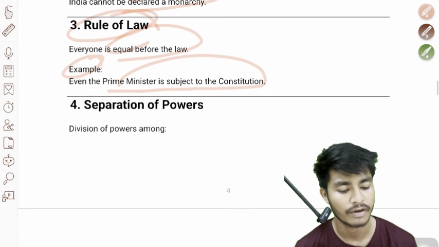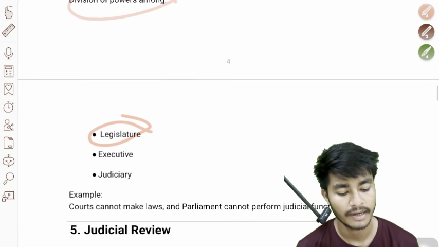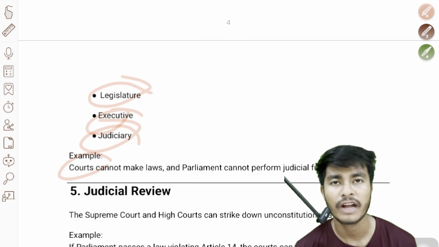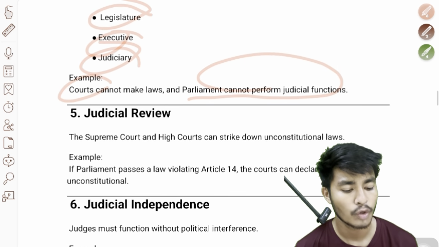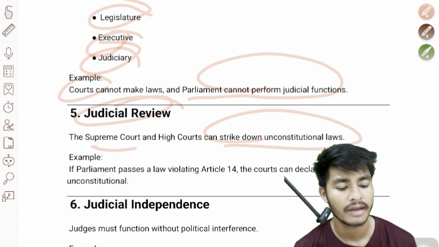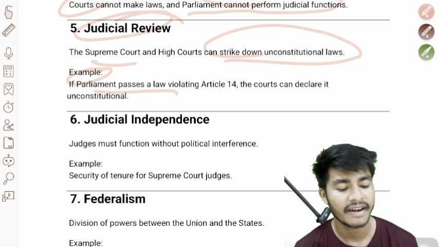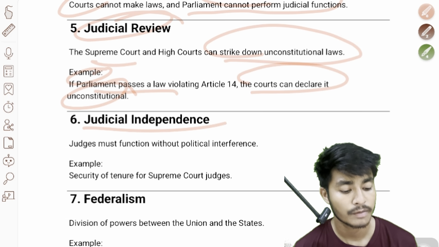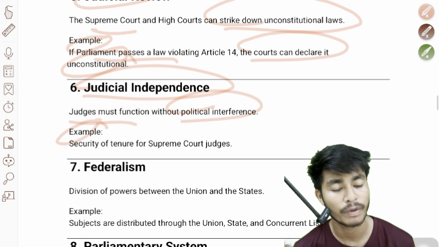The fourth one is separation of powers: division of powers among legislature, executive and judiciary. Example: courts cannot make laws, and parliament cannot perform judicial functions. The fifth one is judicial review. The Supreme Court and High Courts can strike down unconstitutional laws. Example: if Parliament passes a law violating Article 14, the courts can declare it unconstitutional. Sixth, judicial independence. Judges must function without political interference. Example: security of tenure for Supreme Court judges.